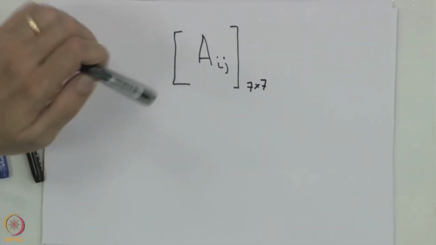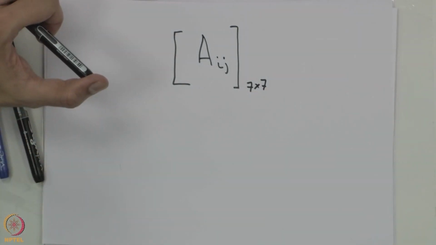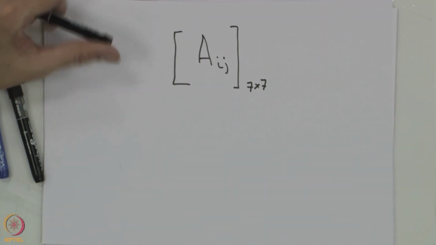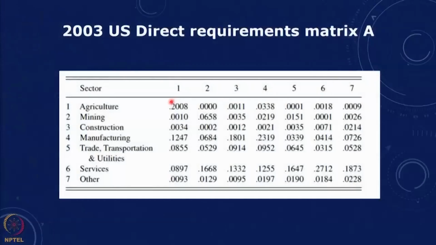If you look at this, let me just get the laser pointer. You can see for agriculture, from 1 to 1 is the agricultural products being used for agriculture, and then agricultural products being used for mining, for construction, for manufacturing, for trade, transportation, utilities, for services, and for others. And similarly, mining to this, manufacturing to a variety of things, and services going to a variety of things. And so you can see all of these are between 0 and 1, and this is the total.